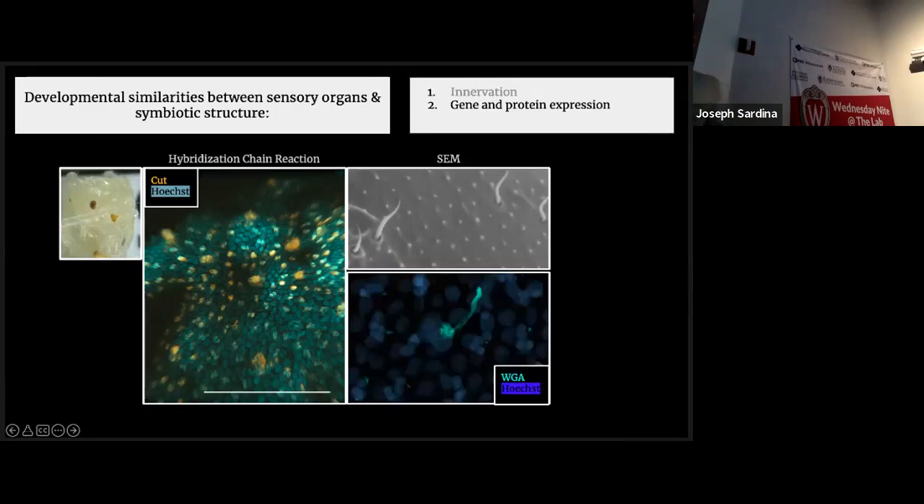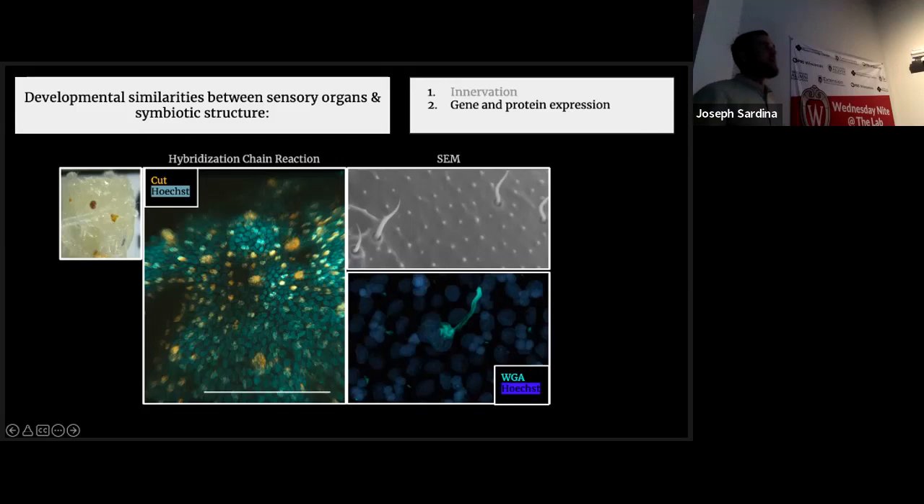Okay, so moving on to protein expression. To characterize protein expression, I'm using, once again, antibody staining. Just to describe what's going on here, on the left is the attine ant sensory organ. Once again, I'm using the sensory hair to represent typical sensory organ development. And on the right is the ant's symbiotic structure.